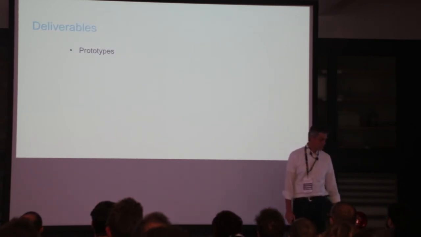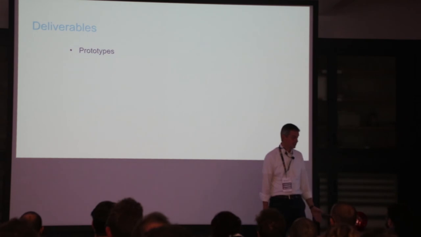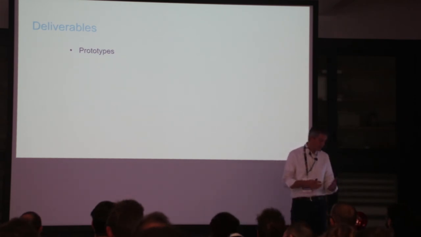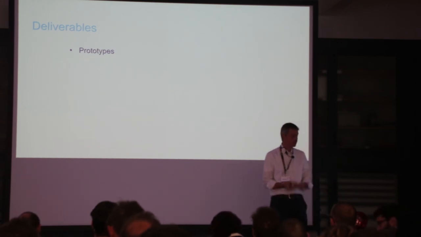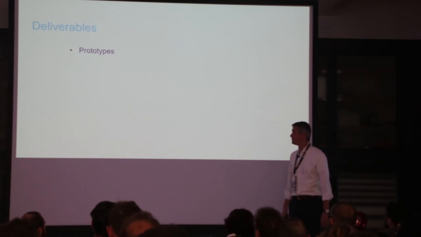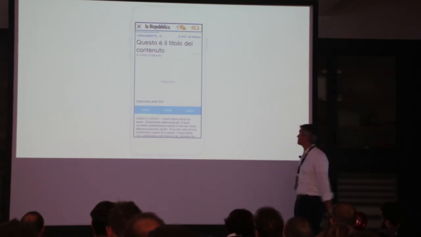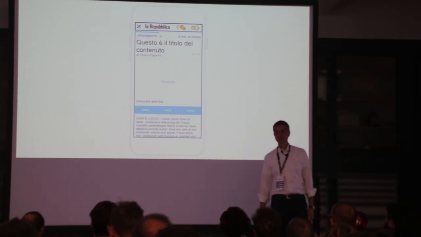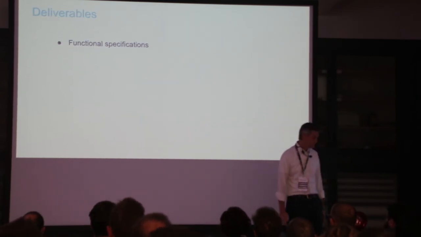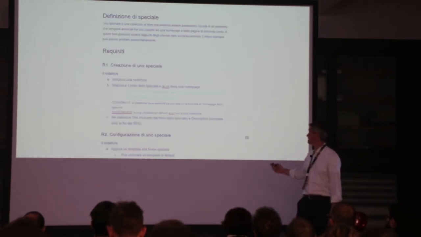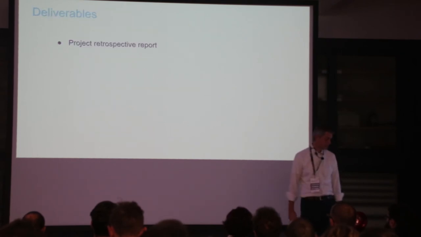Prototypes are strongly recommended as well. They are ideal for being sure that everyone needs the same thing, for involving stakeholders, for testing, and so on. That's an example of a prototype. We use proto.io. Anybody knows it? Okay. And then there is the functional specification document. That is a very classical one, so I will go fast on it.